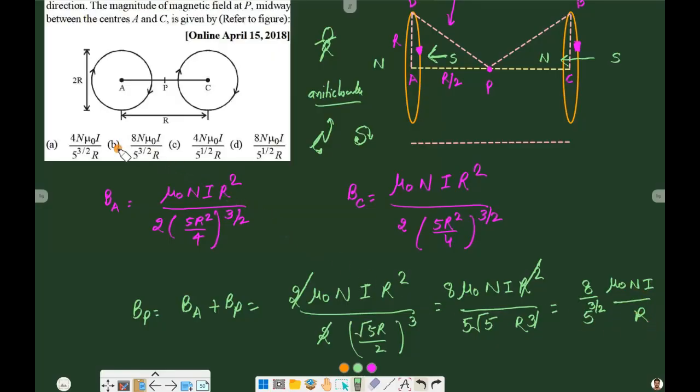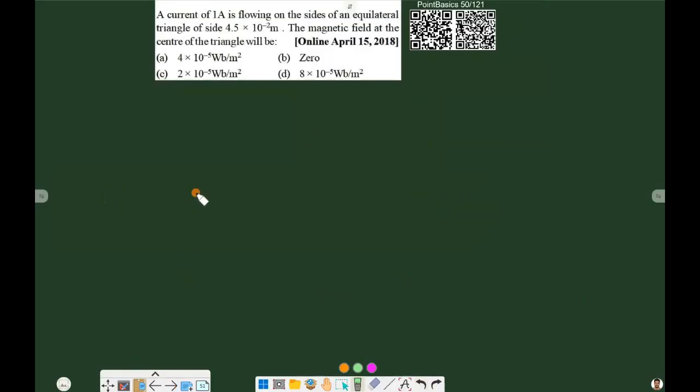So I think this one matches out. Option B will be the right answer. Moving to the next one. A current of 1 ampere is flowing on the sides of an equilateral triangle of side length given. Magnetic field at the center of the triangle will be.